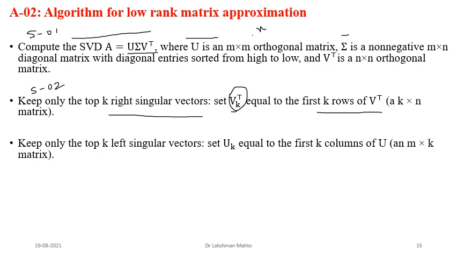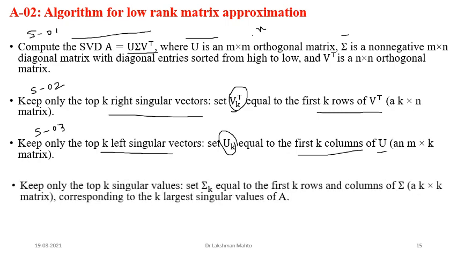Second, we talk about sigma. Easily you can get it, because it is a diagonal matrix. We will take only k rows, and due to that we will also have k columns. So there is no issue with sigma. In the third step, we take only k left singular vectors, which form Uk, and it contains the first k columns of the orthogonal matrix U.